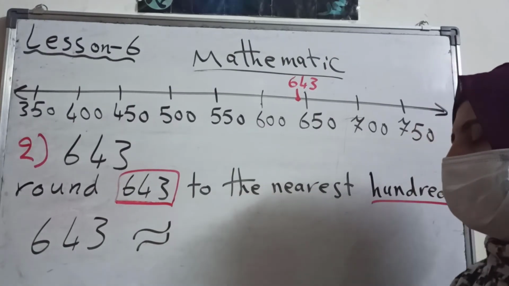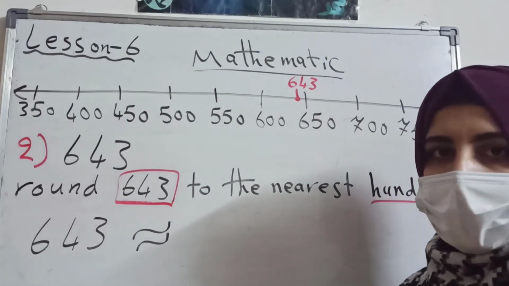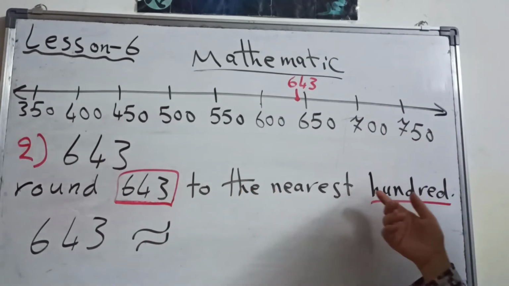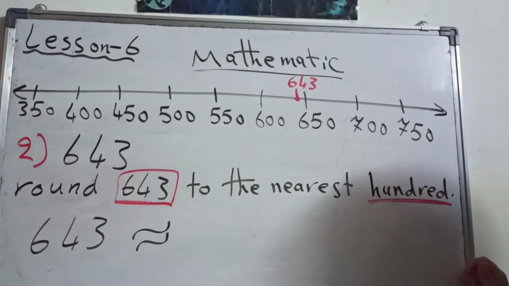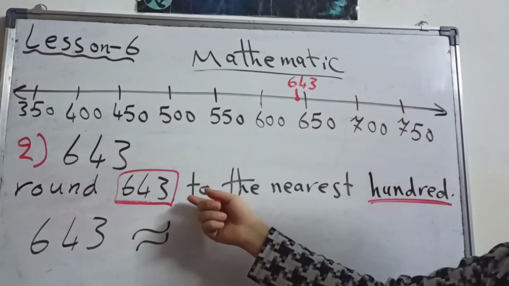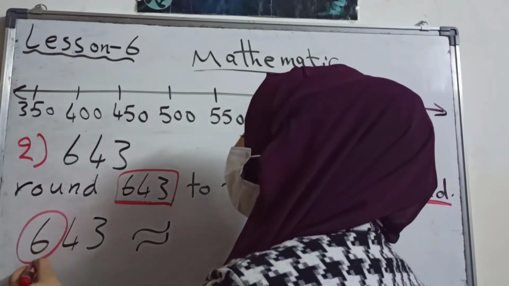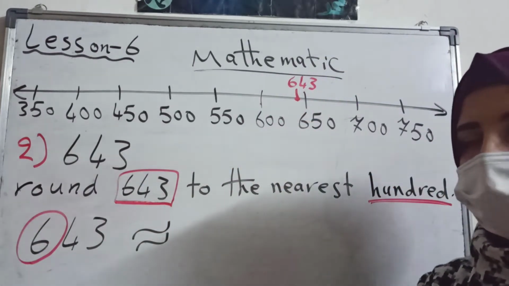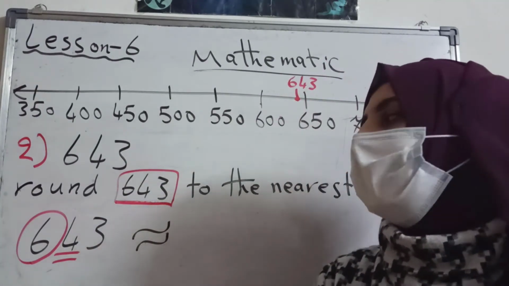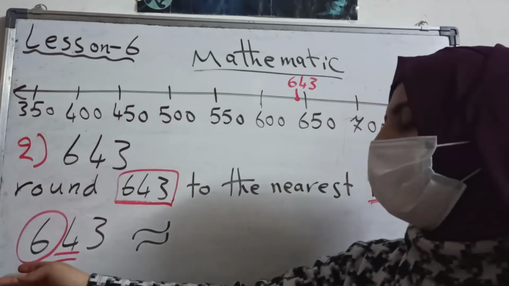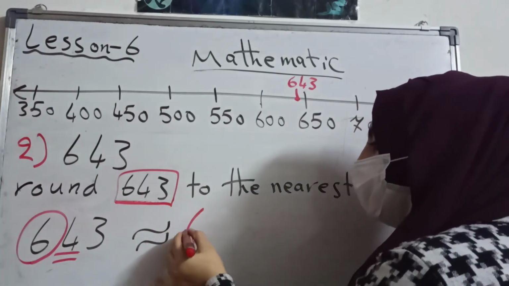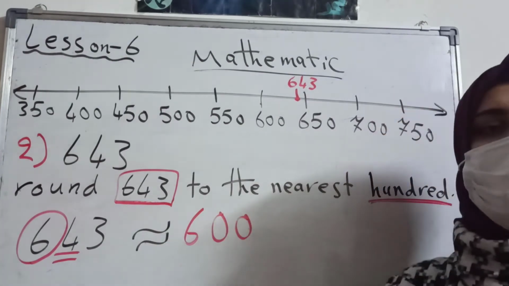Okay students, the second time we round it to the nearest hundred. Right there, round 643 to the nearest hundred. Then students, we have this number 643. Which one is hundred? 6 is in hundreds. Then we look at which digit? We look at the tens. We have 4 in tens, and 4 is less than 5. Then we have to write this number like itself. Then we have to write 600, students, without any changing.